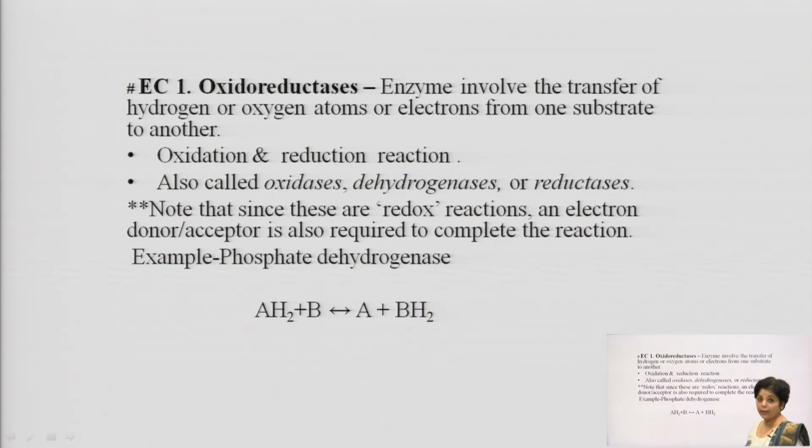Note, जो याद रखने वाली बात है, that since these are redox reactions, an electron donor or acceptor is also required to complete the reaction. For an example, we have phosphate dehydrogenase. कैसे होगा रिएक्शन ऑक्सीडोरेडक्टेज का, एक का ऑक्सीडेशन होगा दूसरा रिड्यूस हो जाएगा. इफ यू सी AH2 एज एन एग्जाम्पल, B, it will give A and BH2.